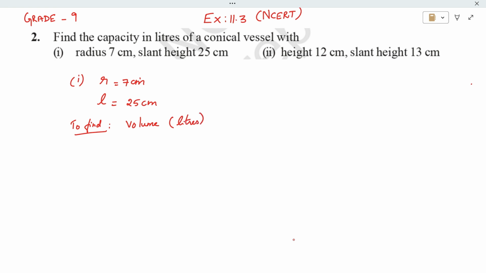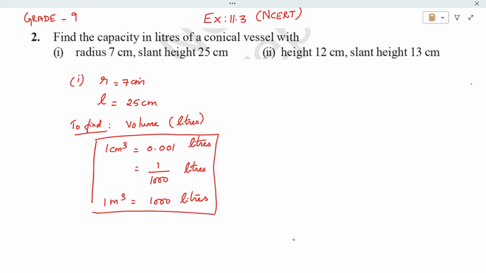Okay, so when I'm substituting radius and slant height, I usually get the volume in terms of centimeter cube, and later I have to convert centimeter cube to liters. So I know 1 centimeter cube is equal to 0.001 liters, or I can say 1 by 1000 liters. Whereas 1 meter cube is equal to 1000 liters. I have to multiply by 1000 if I want to convert meter cube to liters. I have to divide by 1000 if I want to convert centimeter cube to liters. So remember these conversions. Okay, let us solve the sum.